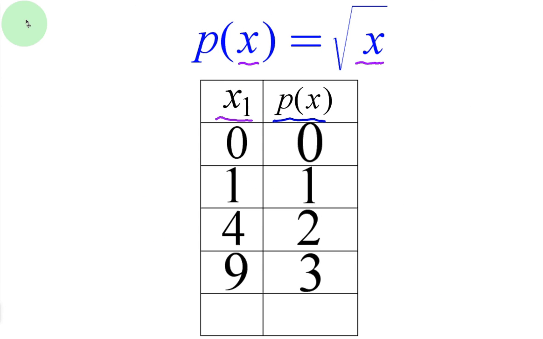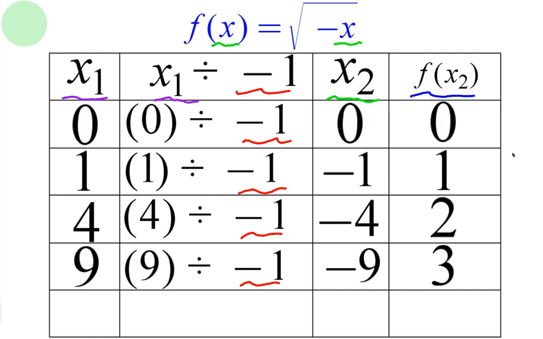Here's what it looks like on the chart. P of x equals square root of x. Again, we want to use these four numbers because they're perfect squares. Square root of 0 is 0, square root of 9 is 3, so on and so forth. Now all we're going to do, just like we did in the last lesson for horizontal shifting, if our transformed function is the square root of negative x, just take your parent function x values and divide them by negative 1, and we know for a fact that we will remain with the same y values of 0, 1, 2, and 3. 0 divided by negative 1 is 0. It's not going to flip the sign, but the other x values will flip.